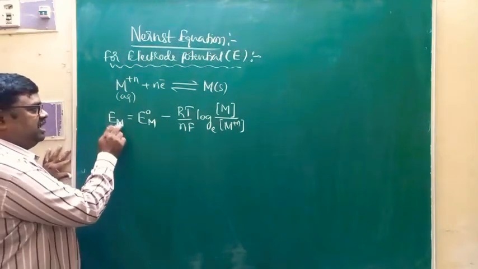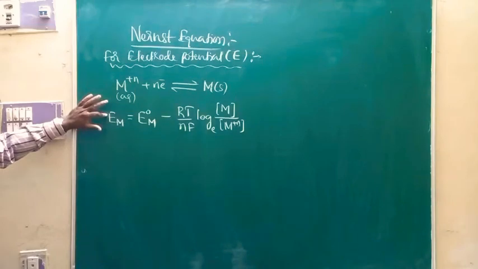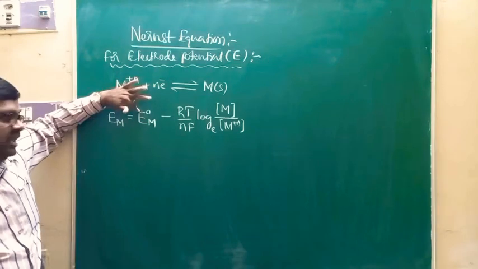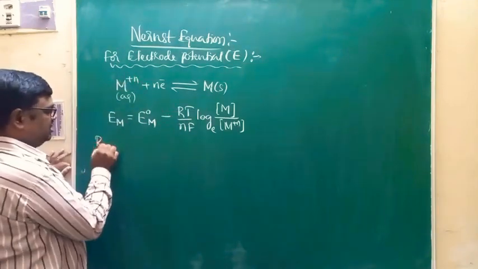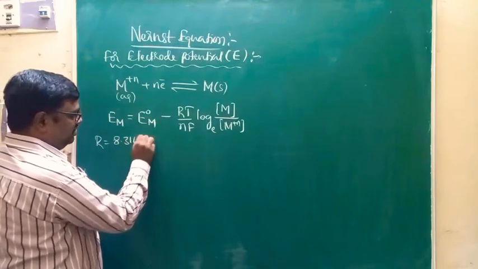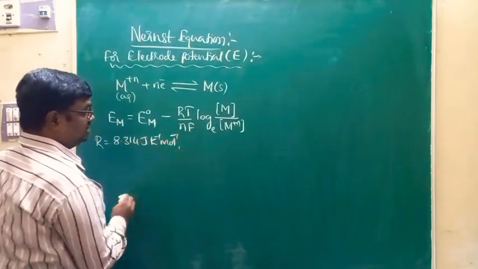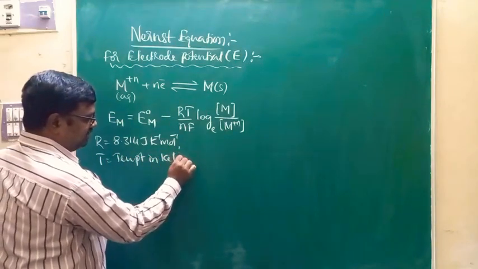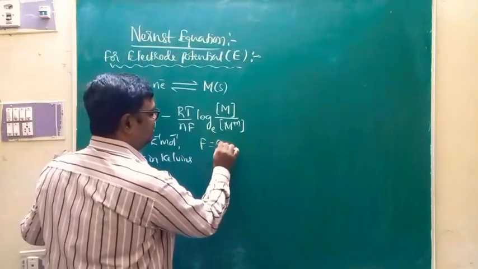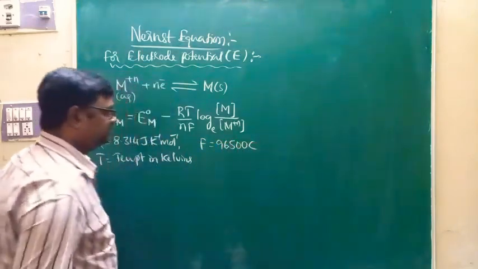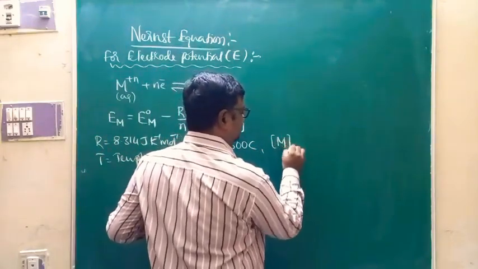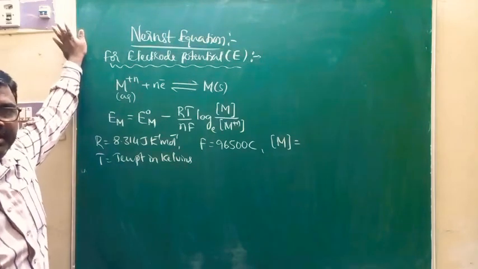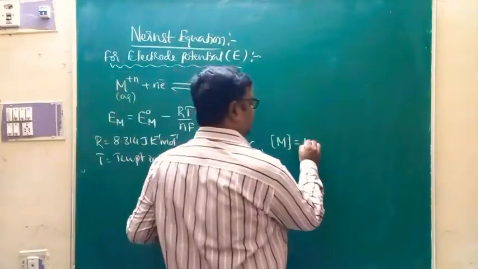But here, as far as E_M is concerned, this is electrode potential at any temperature and concentration. This is standard electrode potential, that is from electrochemical series. R is a gas constant, that is R is equal to 8.314 joules per Kelvin per mole. And of course T is a temperature in kelvins. F is a Faraday's constant, 96,500 coulombs. And of course, as far as molar concentration of metal, that is a solid, molar concentration of solid in chemical reactions will remain same. Therefore, this will be taken as 1 there.